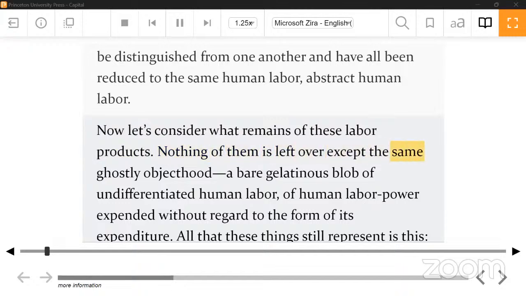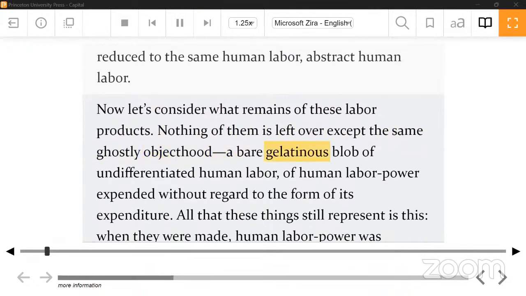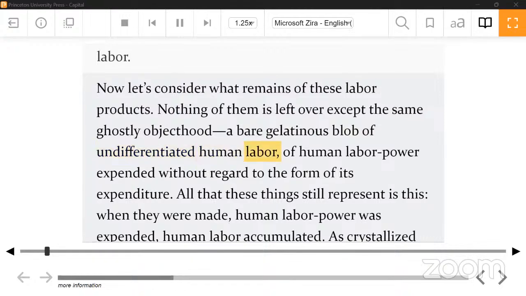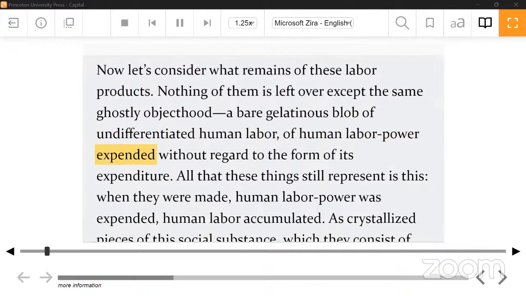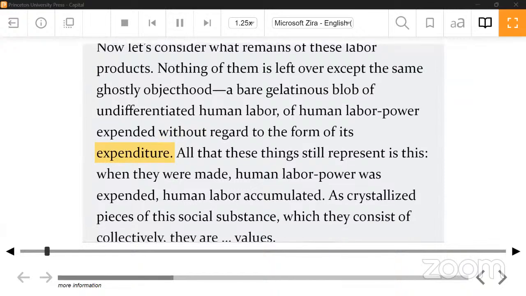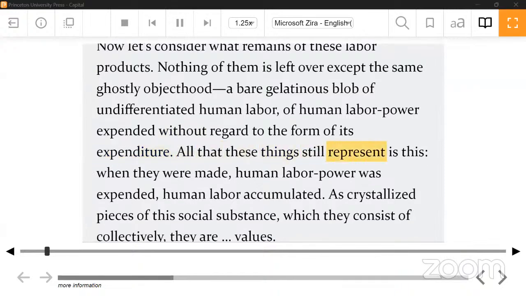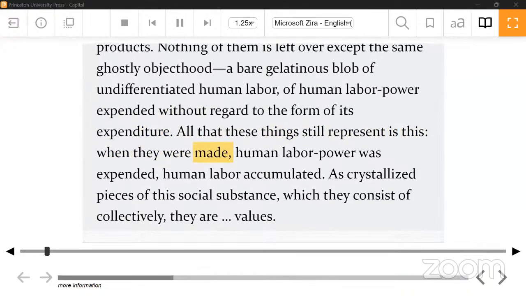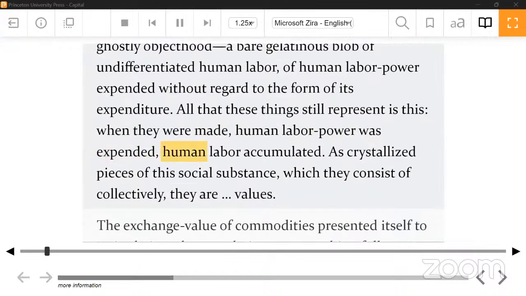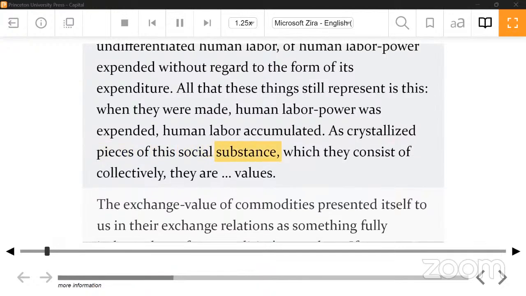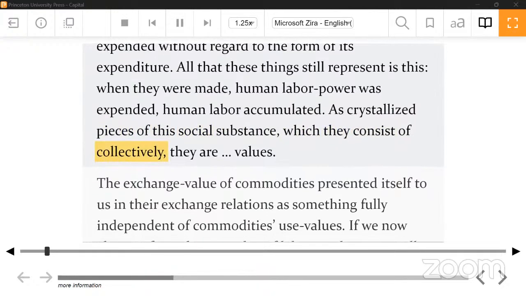Nothing of them is left over except the same ghostly objecthood, a bare gelatinous blob of undifferentiated human labor power expended without regard to the form of its expenditure. All that these things still represent is this: when they were made, human labor power was expended, human labor accumulated. As crystallized pieces of this social substance, which they consist of collectively, they are values.